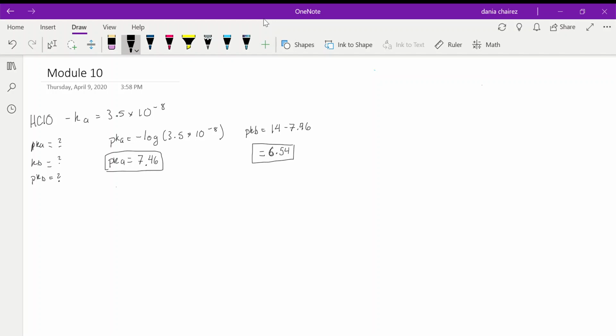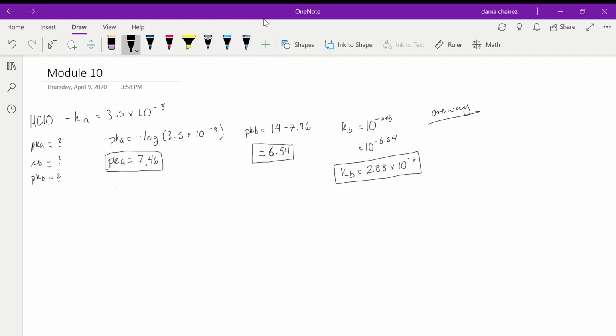Right? So then the next thing that we would do, which I think is the easiest way, which is why I did it this way, is to find my Kb. I kind of do what I did when we would find our H concentration from pH. So 10 to the negative pKb, which would be 10 to the negative 6.54, which gives me 2.88 times 10 to the negative 7. And that's our Kb. So this is one way of doing it.